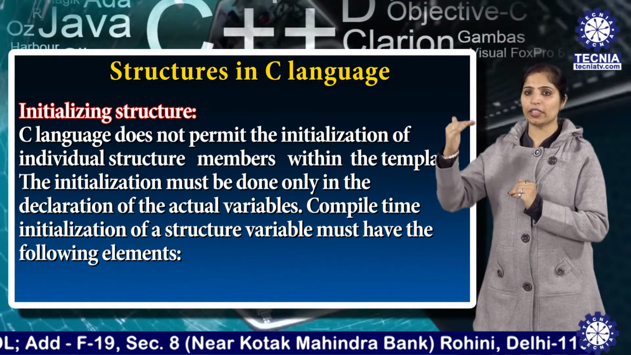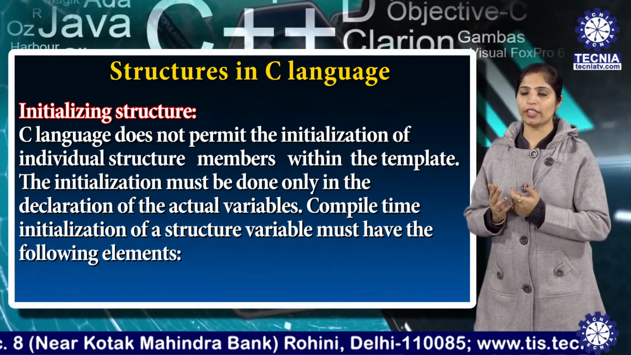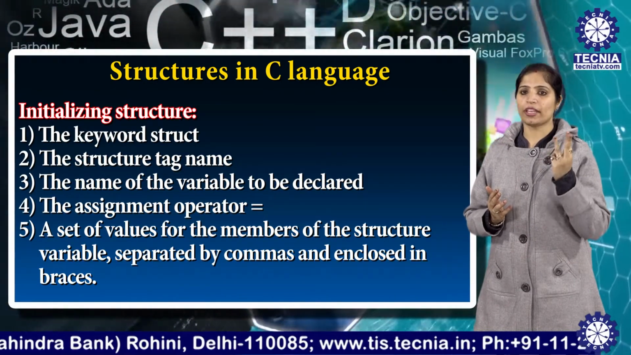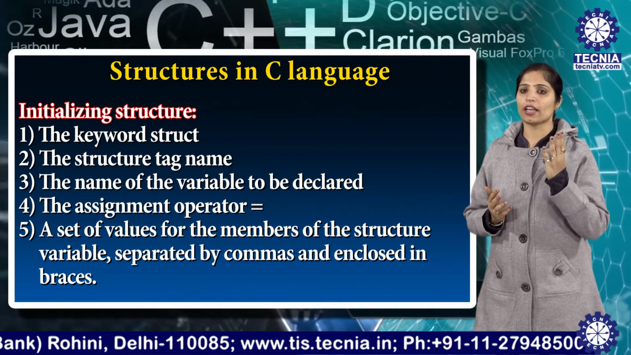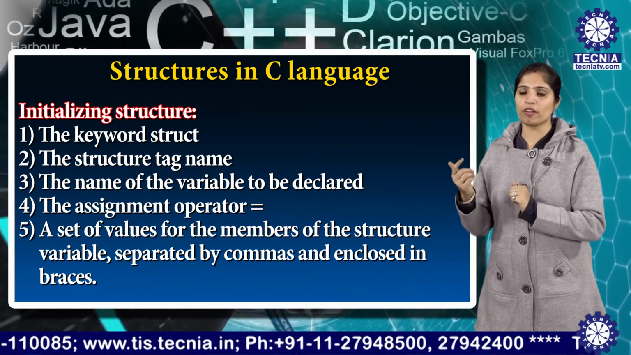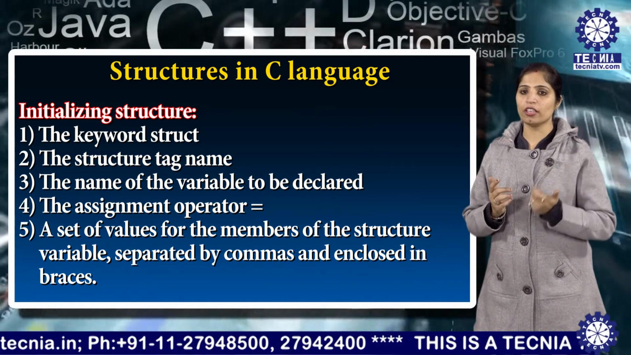So, compile time initialization of a structure variable must have the following elements: the keyword struct, the structure tag name, the name of the variable to be declared, the assignment operator and the set of values for members of the structure variable separated by commas and enclosed in braces.